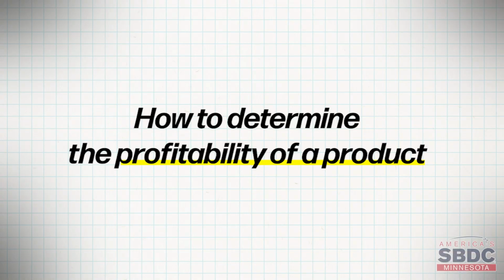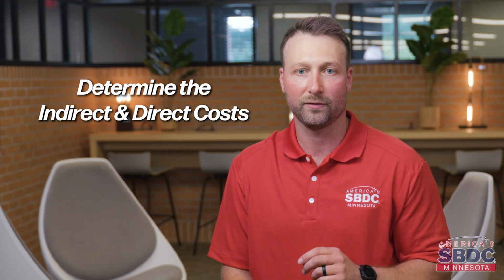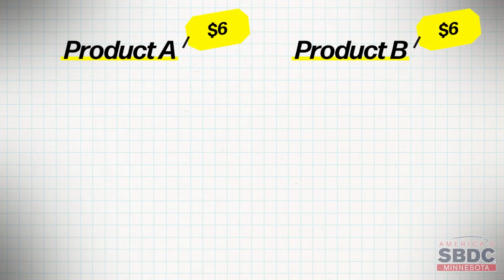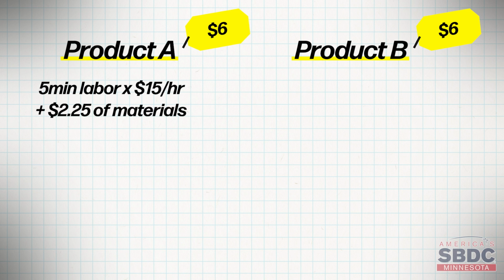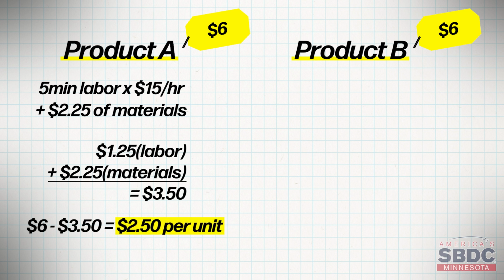Let's first look at how you would determine how profitable a certain product is. You're going to need to know how much each unit of product costs you to produce by determining the indirect and direct costs. At a high-level example, let's say that you have two products that you sell for $6. For this example, we'll say you sell the same number of each product. Product A requires 5 minutes of labor at $15 an hour and $2.25 of material. The total cost is $3.50. The gross profit on this would be $2.50 per unit.